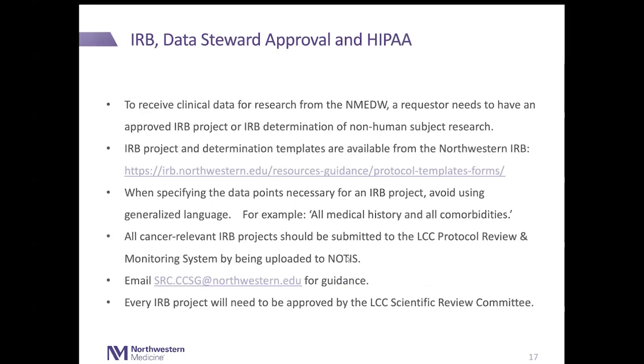A little bit about the IRB, data steward approval, and HIPAA. To receive clinical data from the EDW, a requester needs to have an approved IRB project or IRB determination of non-subject human research. The IRB project and determination templates can be retrieved from the Northwestern IRB, and I definitely encourage people to use those as much as possible. When specifying the data points necessary for an IRB project, you should avoid using generalized language like all medical history and all comorbidities. There are specific mental health rules in Illinois that require you to filter out those things. So when you include that kind of language in your IRB, you're going to get denied by the data steward.